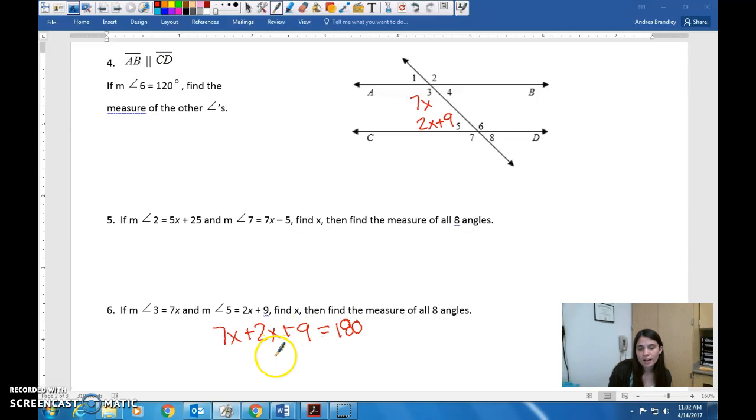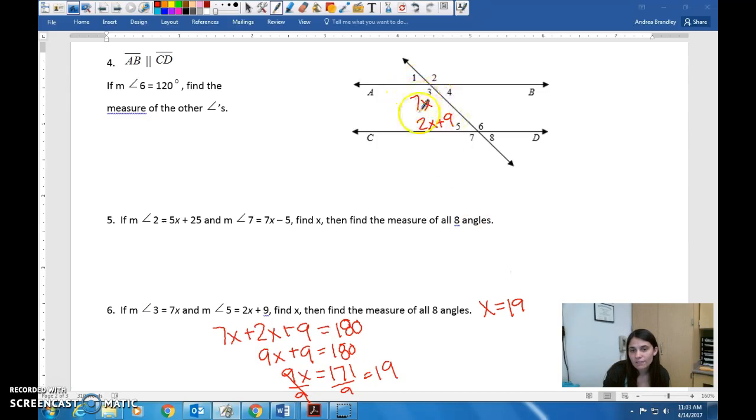So then I can just combine like terms. So 7x plus 2x is 9x plus 9 is equal to 180. And then if I subtract 9 from both sides, I have 9x equals 171. And then I can divide by 9. So 171 divided by 9 is equal to 19. So I found x equals 19.